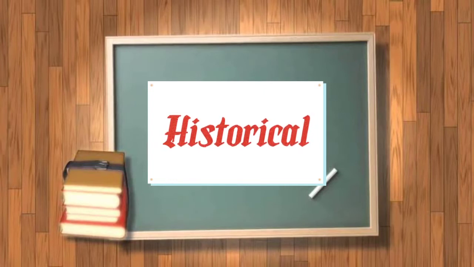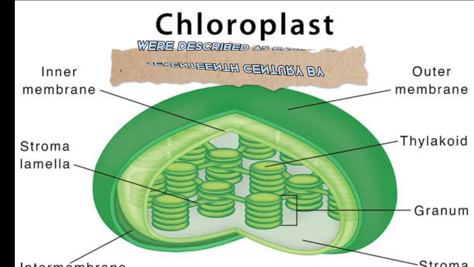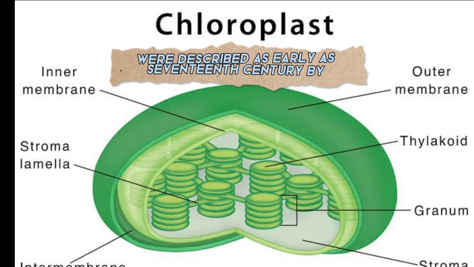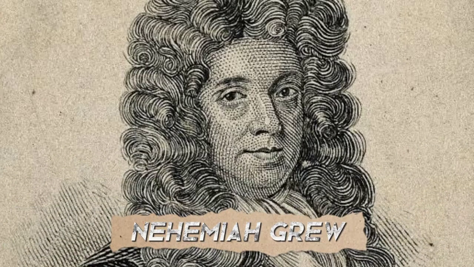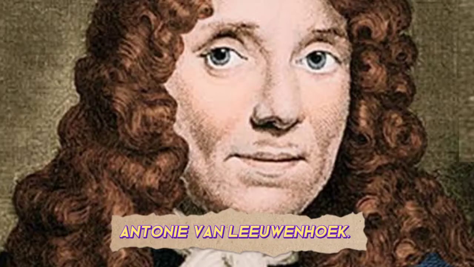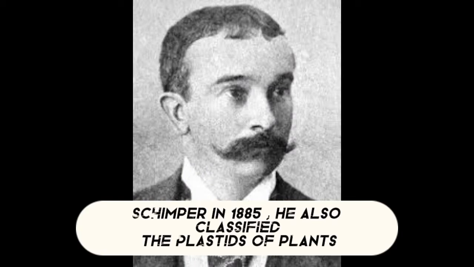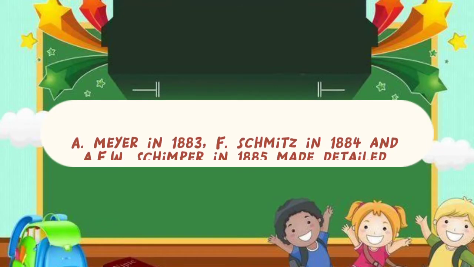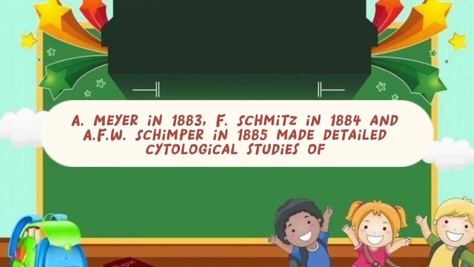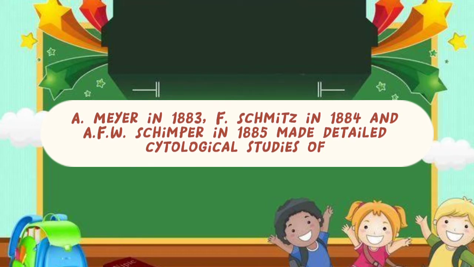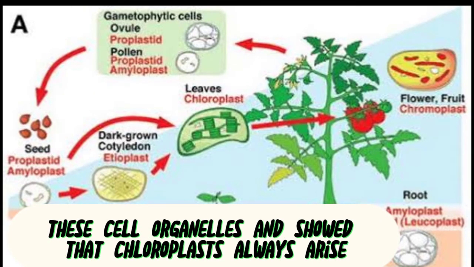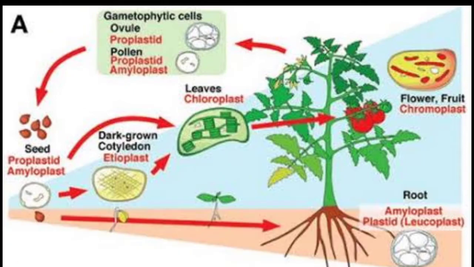We go to the historical background. Chloroplasts were described as early as the 17th century by Nehemiah Grew and Antonie van Leeuwenhoek, while the term plastids was used by Schimper in 1885, and he also classified the plastids of plants. And E. Meyer in 1885, F. Schmitz in 1884, and A. F. W. Schimper in 1885 made detailed cytological studies of the cell organelles and showed that chloroplasts always arise.